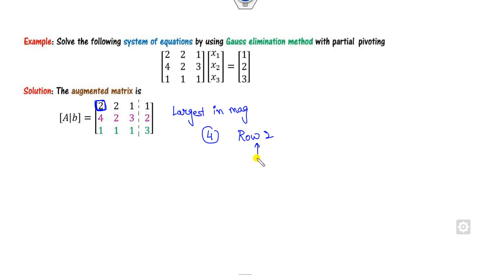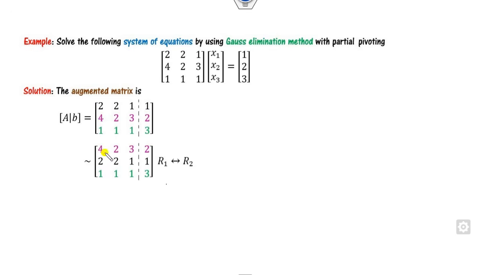So I can interchange the second row with the first row. I can interchange completely here. Now make this element a box, then you can write this. Again, I think you can easily write this operation because our target is to make this zero. So what is the ratio, the opposite of 2 by 4? 1 by 2. 1 by 4 is here.